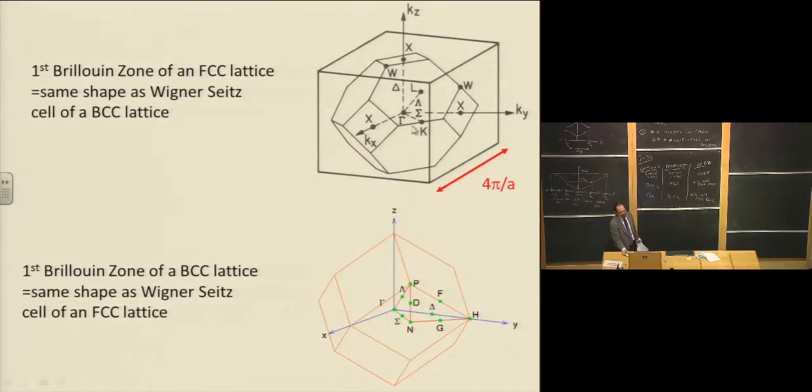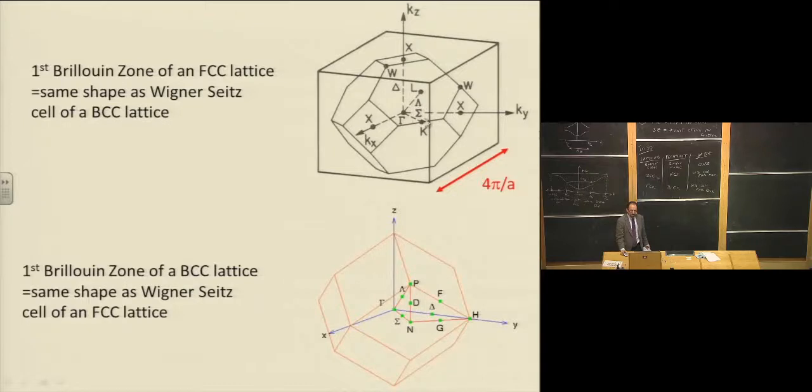This one's a truncated octahedron. This one's the truncated dodecahedron. This one has 12 sides. This one has 14 sides. All right, whatever. These are the shapes of the Brillouin zone. In this case, the FCC lattice has a reciprocal lattice, which is BCC, and this is the Wigner-Seitz cell of the BCC lattice, and this is the Wigner-Seitz cell of the FCC lattice, which is also the first Brillouin zone of the BCC lattice.